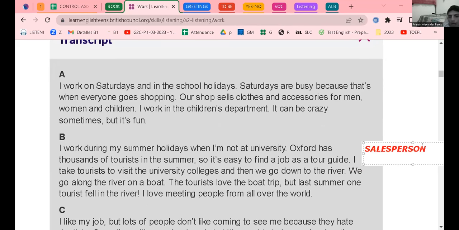What is his occupation? A tour teacher. Teacher? I take tourists to visit the university colleges, and then we go down to the river. Guía de turista. A tour guide. Yeah, I agree with you. Letter C. Let's see.